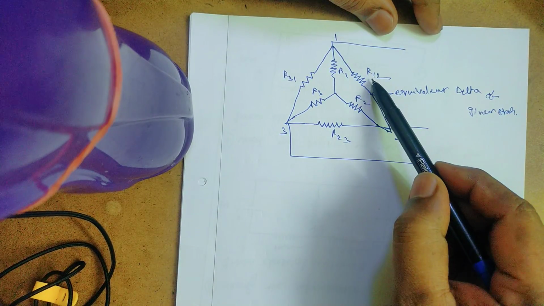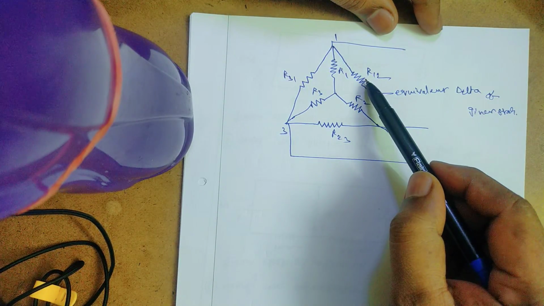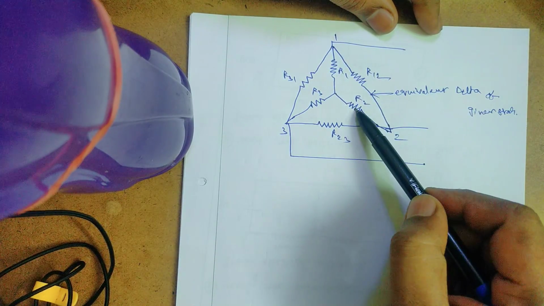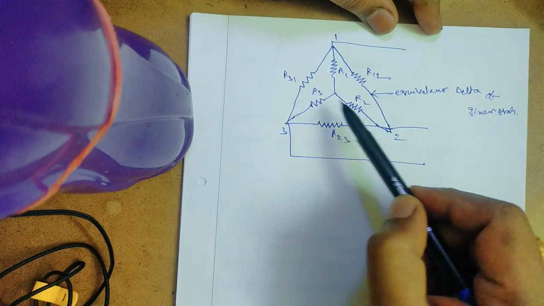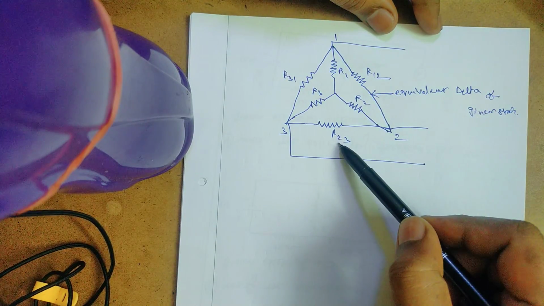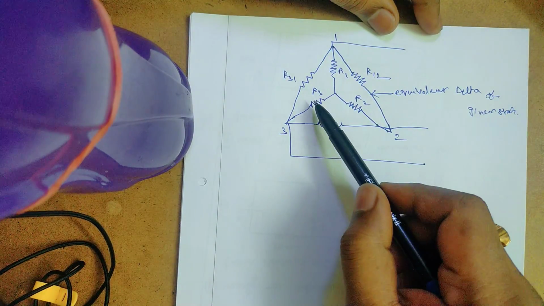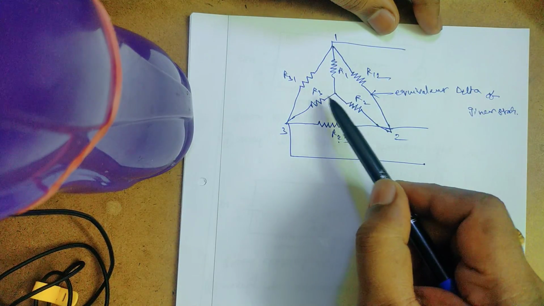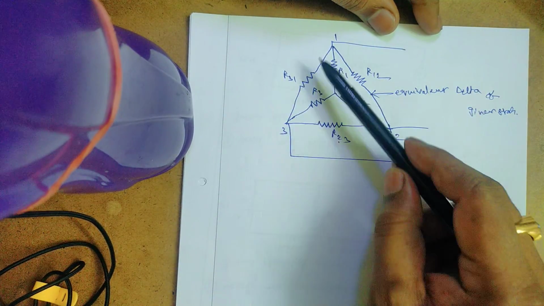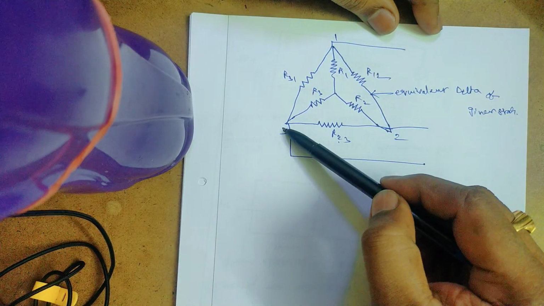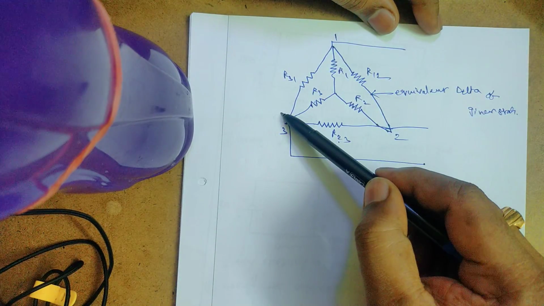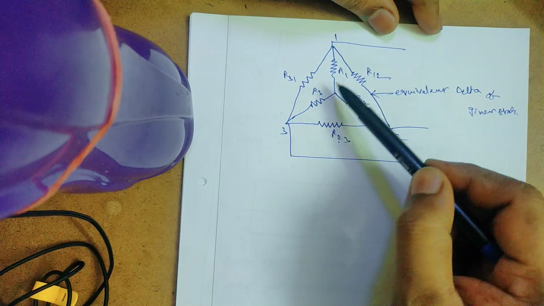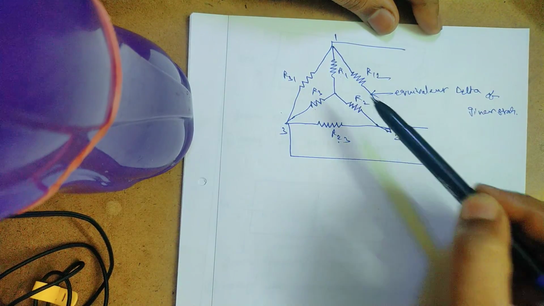If you want a delta branch, that is R12, it is equal to R1 plus R2 plus R1 R2 by R3. Likewise, if you want R23, it is R2 plus R3 plus R2 R3 by R1. Likewise, the delta branch R31 is equal to R3 plus R1 plus R3 R1 by R2.